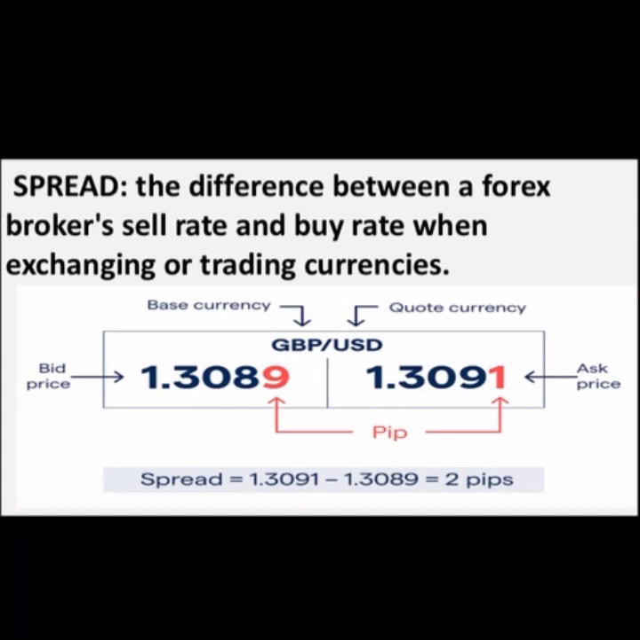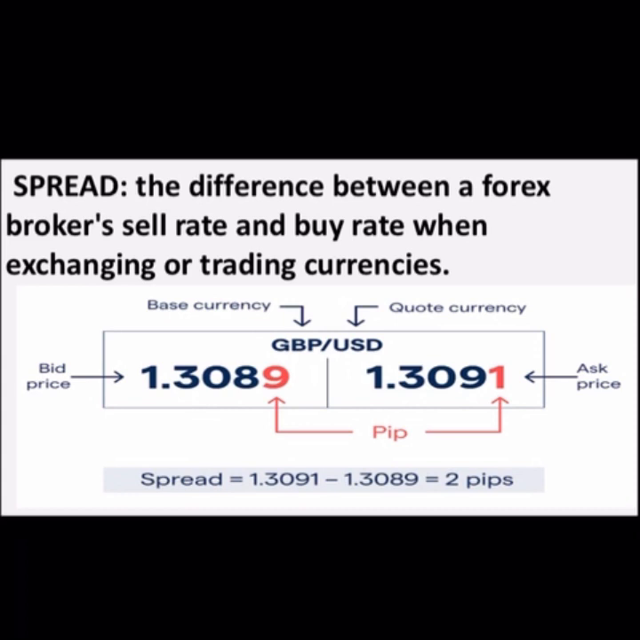So what is a spread? The spread is the difference between a Forex broker's sell rate and the buy rate when exchanging or trading currencies. So when you are exchanging currencies, there are differences between the sell rate and the buy rate. Those sell and buy rates are known as the bid price and the ask price.